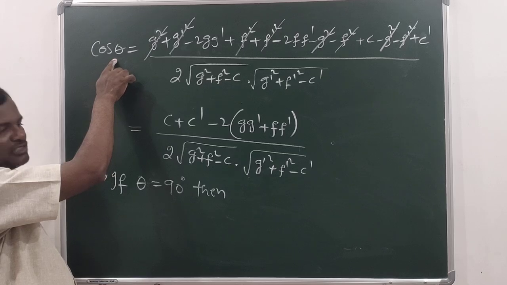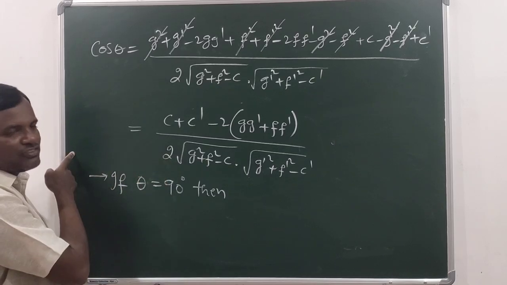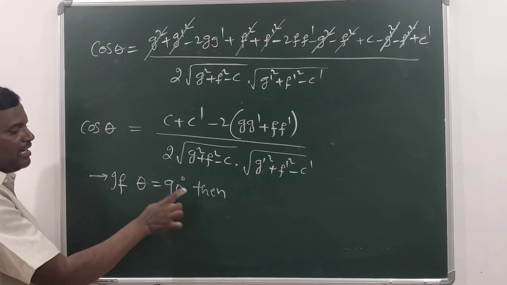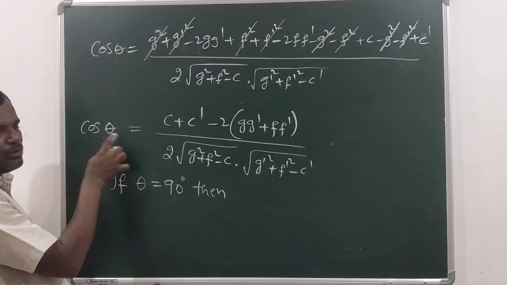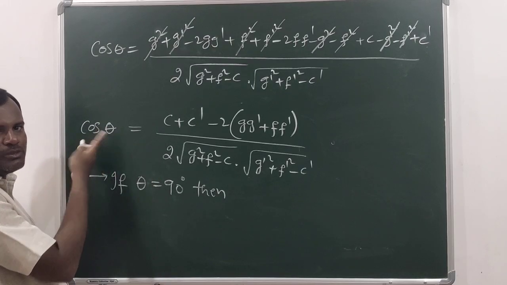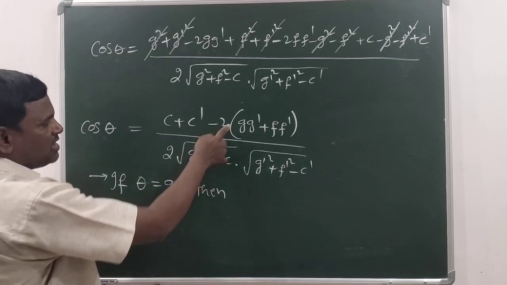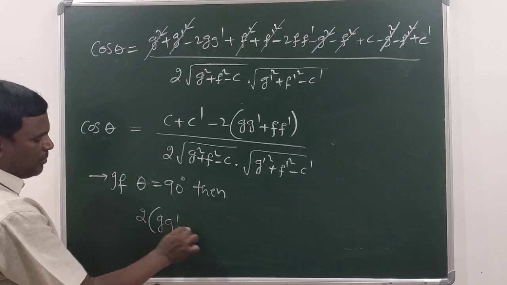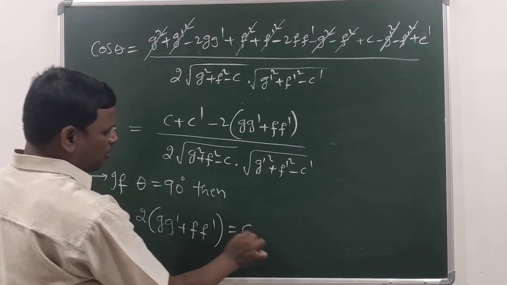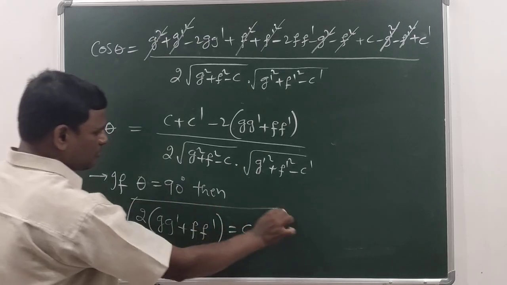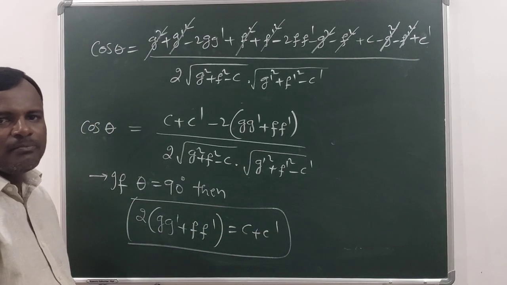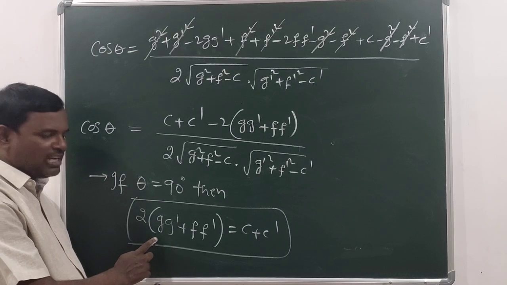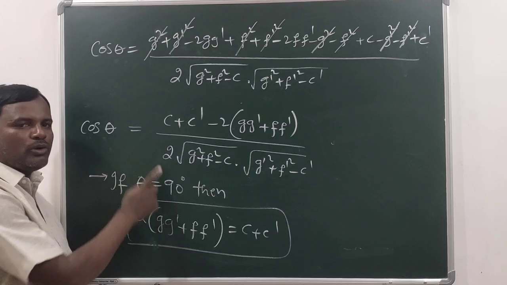You know cos 90 is 0. Now bring this denominator to the left side, so that you will get 0 into something, which is 0. Now transfer this to the left side, so that you will get 2 into gg dash plus ff dash, which is equal to c plus c dash. This is the condition for orthogonal circles. I hope you have understood how this relation is generated. So from this formula only we get it.